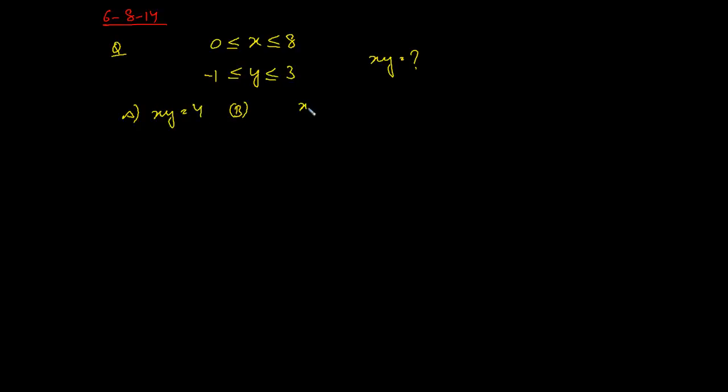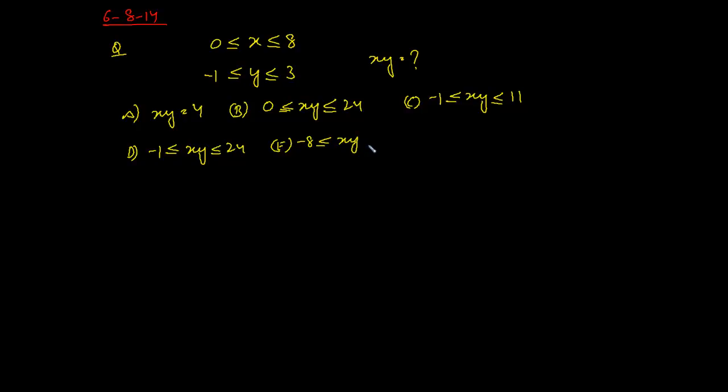Answer choice B is x into y should always be more than or equal to 0 and should be less than or equal to 24. Answer choice C, which says x into y should be less than or equal to -1, should be less than or equal to 11. Answer choice D says x into y should be more than or equal to -1 and less than or equal to 24. And answer choice E, x into y should be more than or equal to -8, less than or equal to 24.